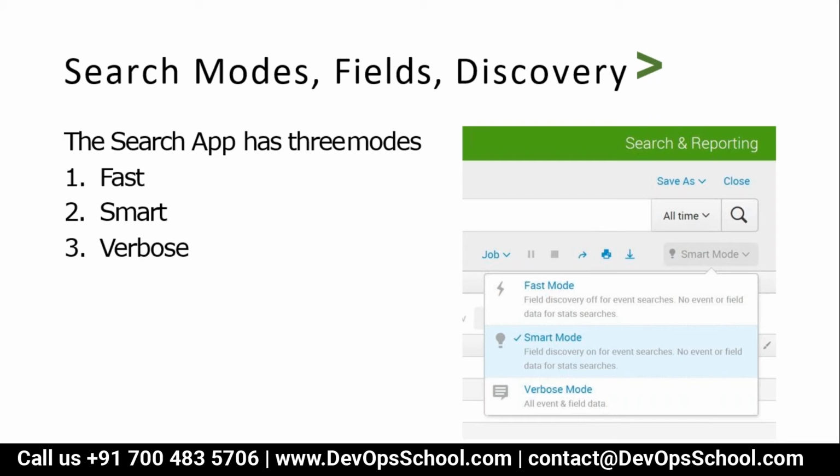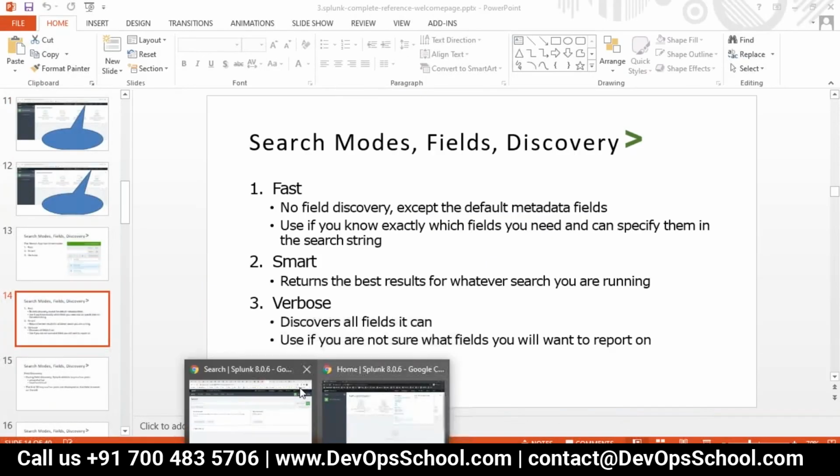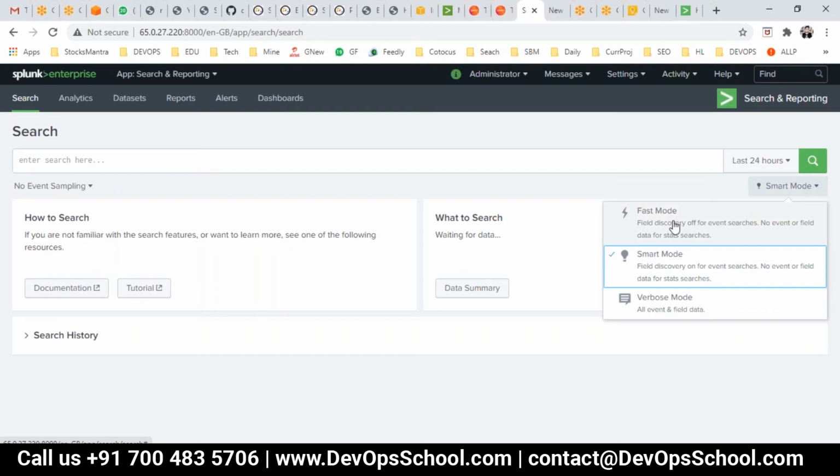Now in smart mode, field discovery is on for event searches, and no event or field data for stats searches. The next one is verbose mode, which shows all events and field data. So what are the differences? You can experience it in one place, which is here. See here, this is where you search. If you look at my screen carefully, here we have smart mode, fast mode, and verbose mode.